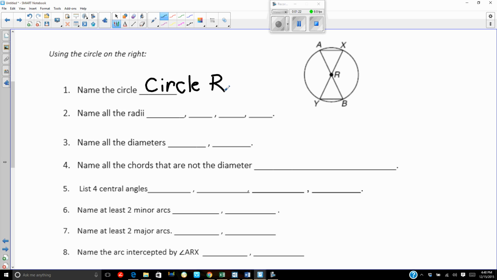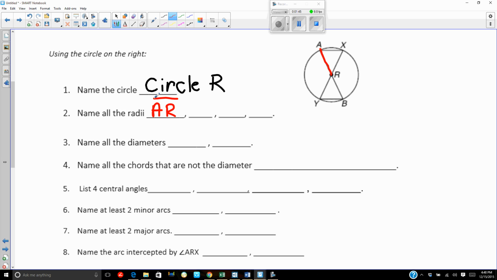Name all the radii. That's the plural form of radius. So there are several radii in this problem. The radius goes from the center to some point on the circle. So there's one example of a radius. That is segment AR. It's a segment, so I write that line above AR.